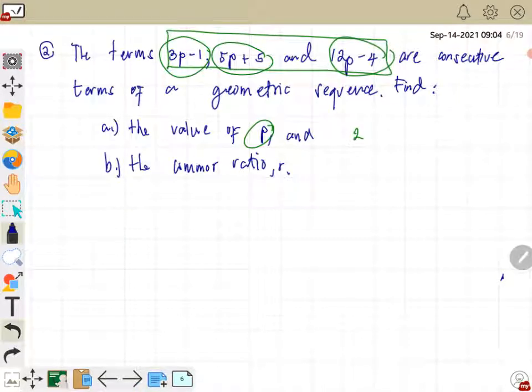So here we have the terms 3p plus 1, 5p plus 5, and 12p minus 4 are consecutive terms of a geometric sequence. We will find the value or the possible values of p if there are more than one.